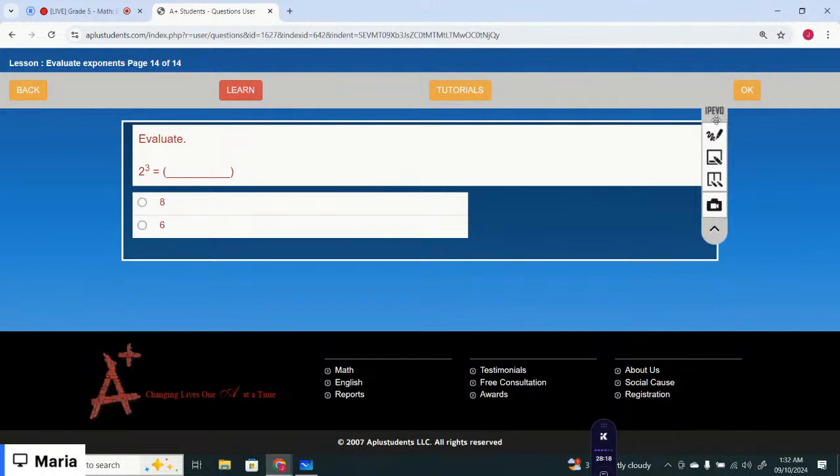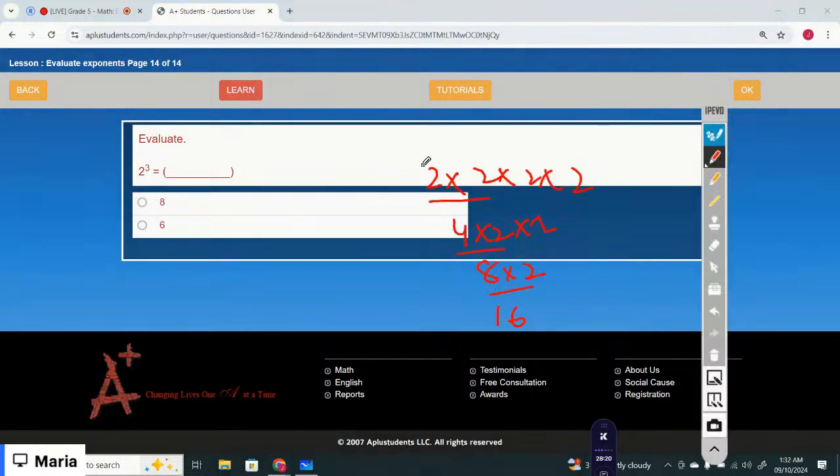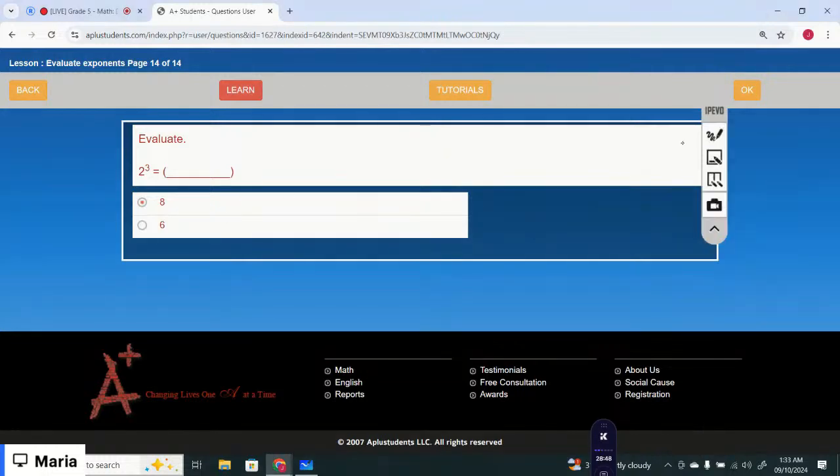That's the last one. Let's just do 2 exponent 3, which means you have to do 2 times 2 times 2. So which is the correct option? That is 8, right? 2 times 2 is 4 and 4 times 2 is 8. So option number 1 is the correct option.